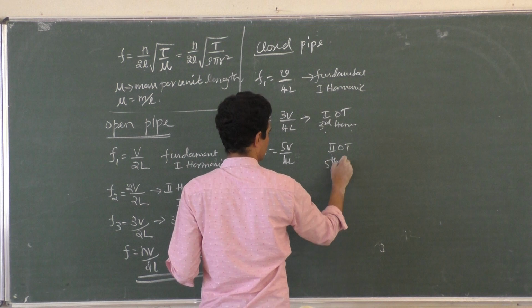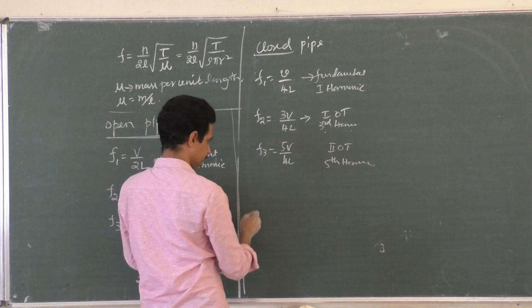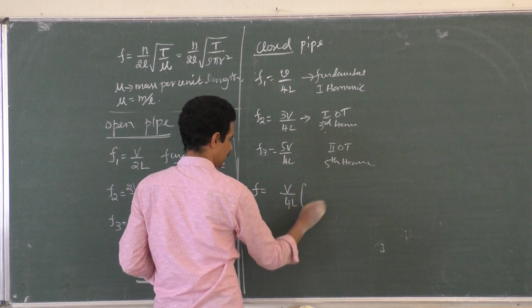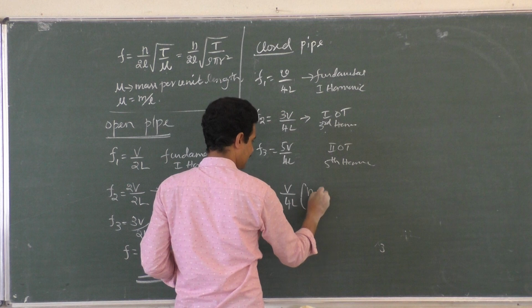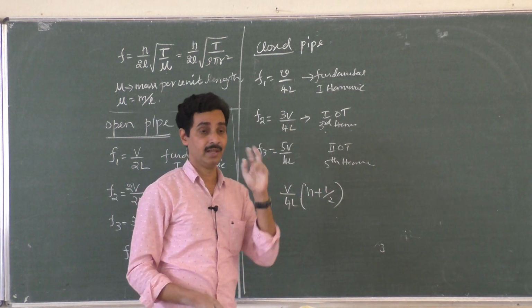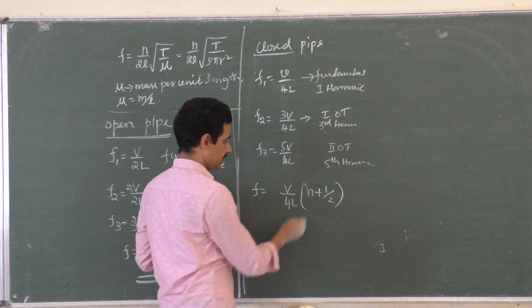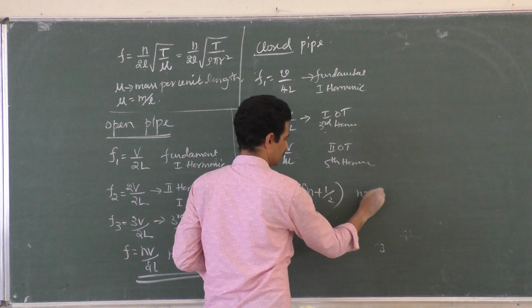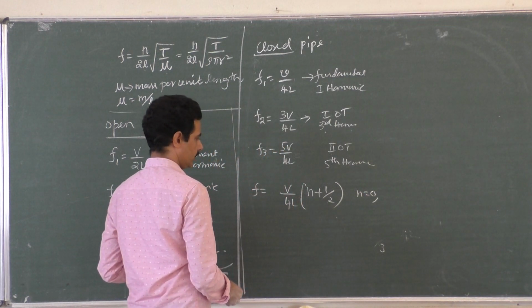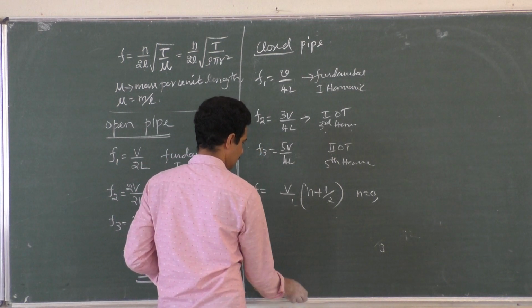It is the 5th harmonic. And if you want to write in general, v by 4L into n plus half, or n minus half. See the situation. 1, 3, 5, 7 you should get. Odd multiples. If it is n plus half, n starts from 0, or v by 2L, I have to write. Yes, we have to write v by 2L into n plus half.